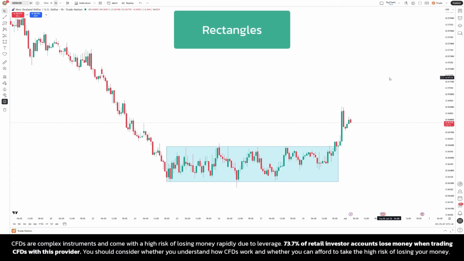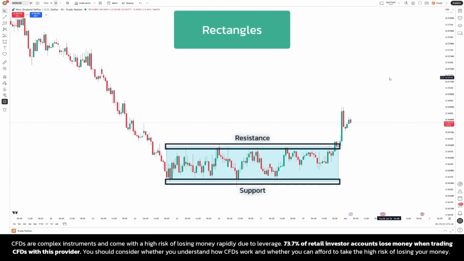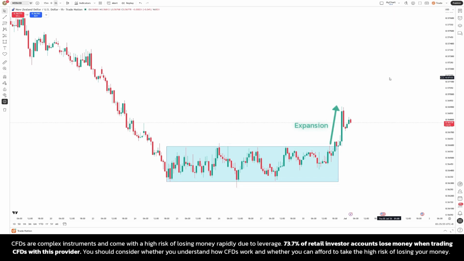Rectangles or ranges show consolidation. Price moves between clear support and resistance without establishing direction. These areas often precede expansion as the market builds liquidity before a breakout.